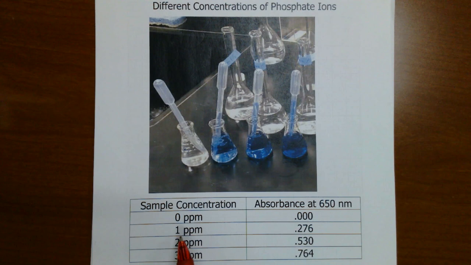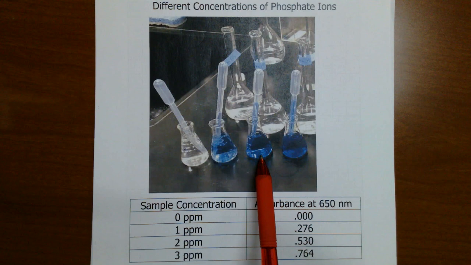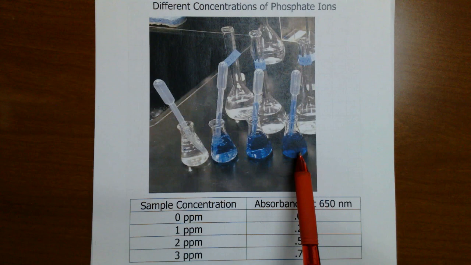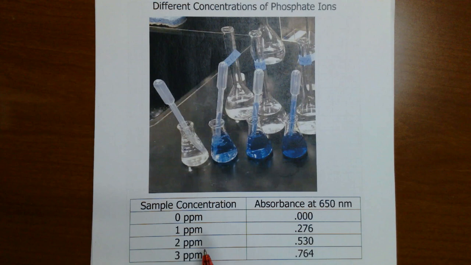The third flask over here represents the two parts per million concentration. And this fourth flask here represents a three part per million concentration. Now you can see just by inspection that as the concentration goes up, the intensity of the color increases, right?